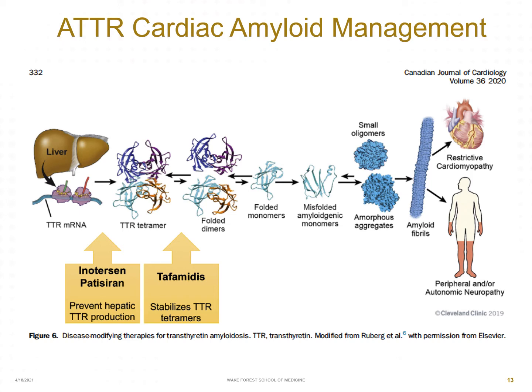Tafamidis is an oral TTR stabilizer that binds to TTR tetramers in circulation and prevents their breakdown into unstable amyloidogenic monomers. In the transthyretin cardiomyopathy clinical trials, over 30 months, tafamidis was associated with a 32% reduction in mortality and a 30% reduction in cardiovascular hospitalization.